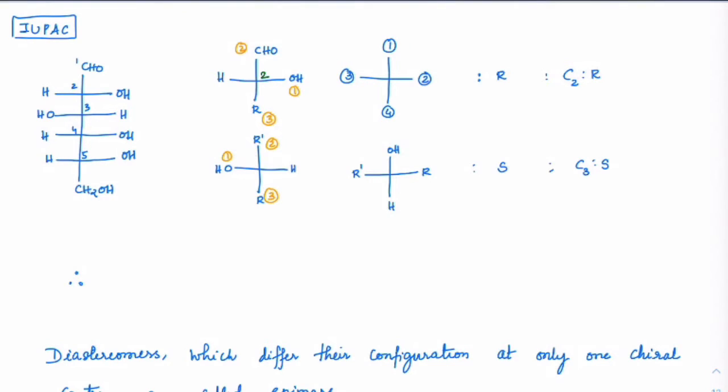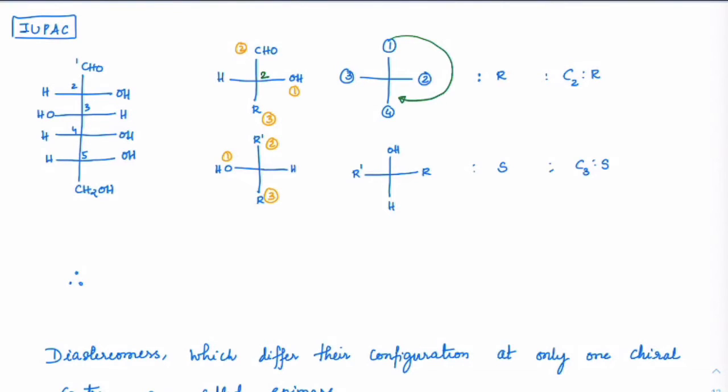I mean 1, 2, 3, 4 here. Hydrogen will come here now. So this 3 is here, 2 is here, 1 which was here, OH. Now if you see 1, 2, 3, it is moving clockwise. So which means it is R configured. So the C2 carbon of glucose is R configured.